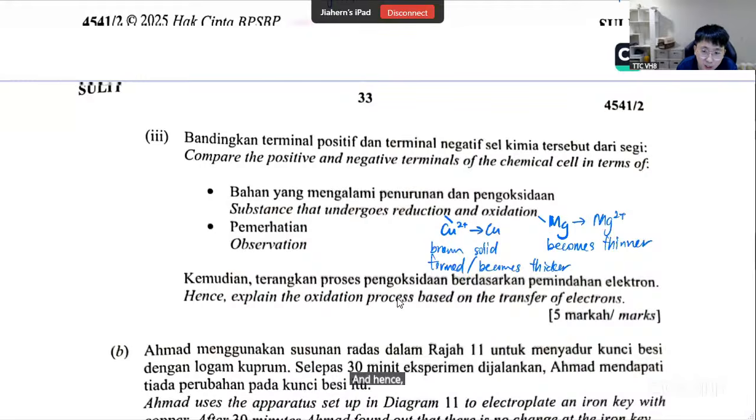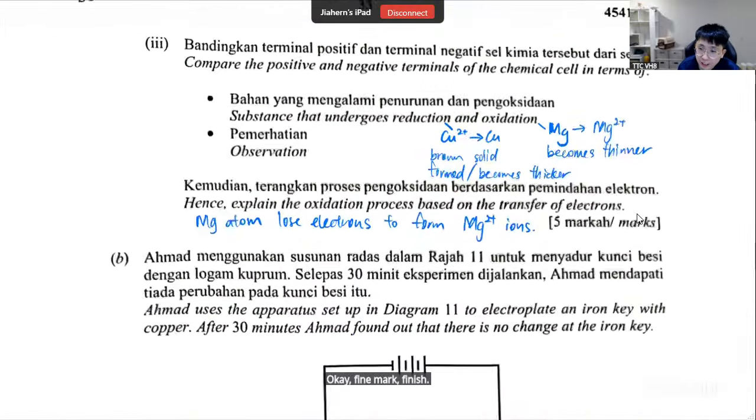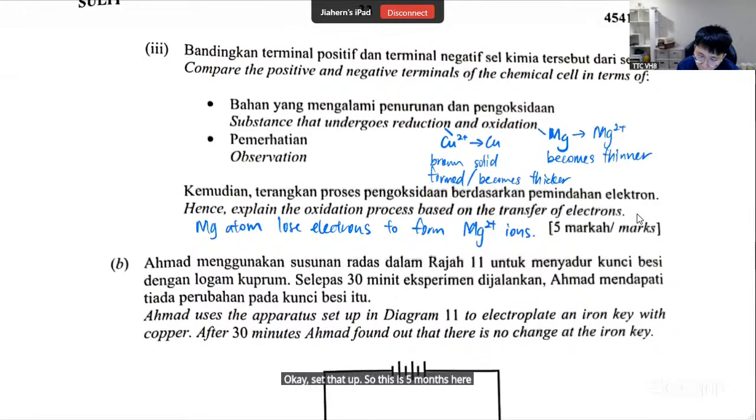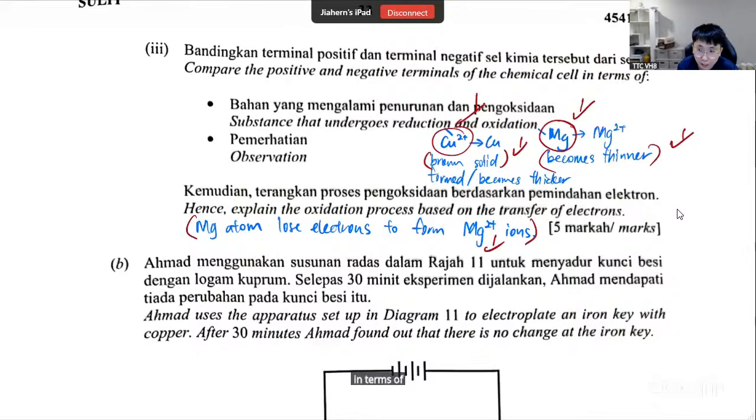And hence, explain oxidation process based on transfer of electrons. So guys, oxidation is about gain or lose electron. So we say magnesium atom loses electrons to form magnesium ion, which is Mg2 plus. Okay, 5 marks, finish. So this one, guys, 5 marks here. You mentioned who undergo reduction, who undergo oxidation, 1 mark, 1 mark, and then you say observation, 1 mark, 1 mark. You explain oxidation in terms of transfer of electron, 1 mark, 5 marks.